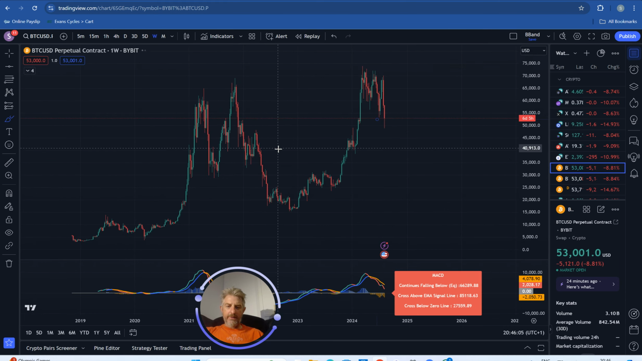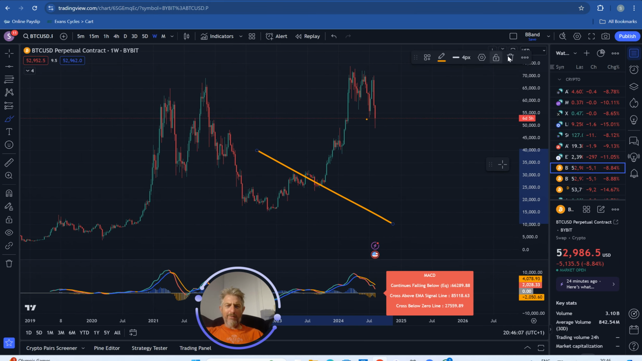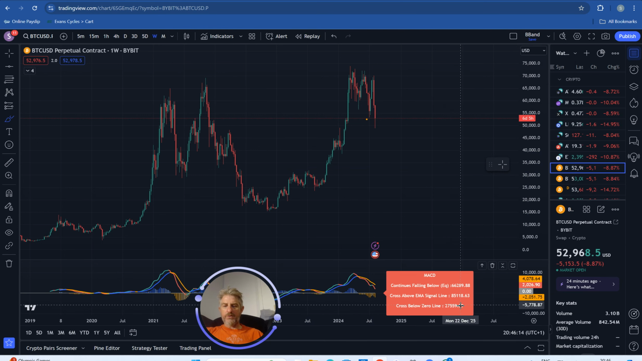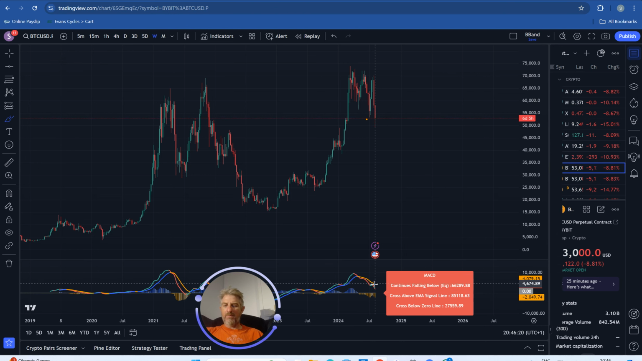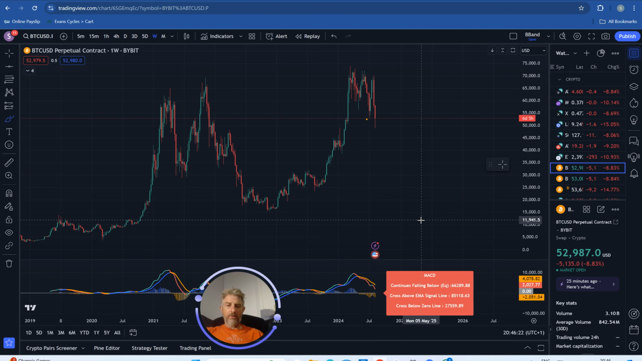The weekly is still to the upside. Whoa, nice straight line, Simon. And will continue to be the upside for quite some time. I still wouldn't pay too much attention to this cross below the zero line value because it's still a fair way away. And remember, that only moves once a week. So there's a lot left of this week to go.